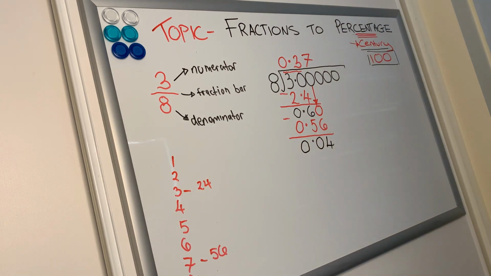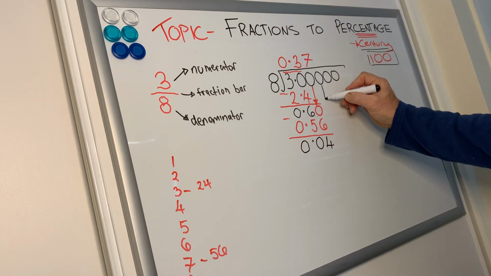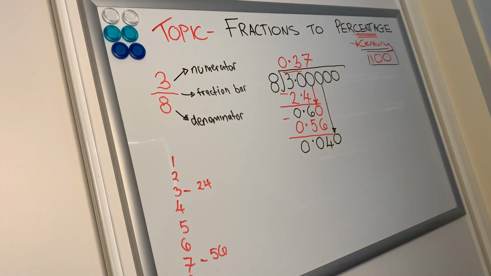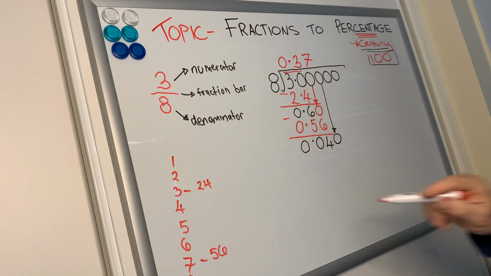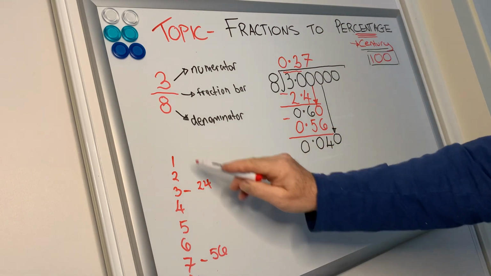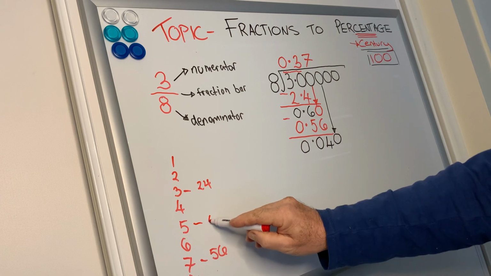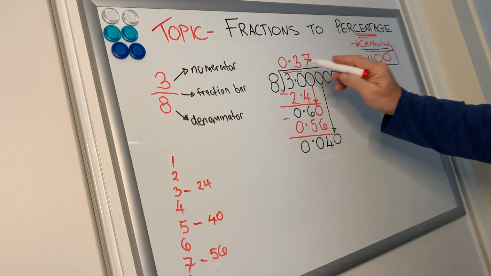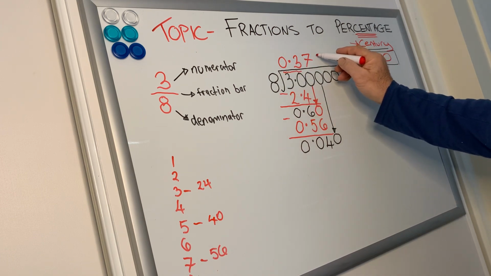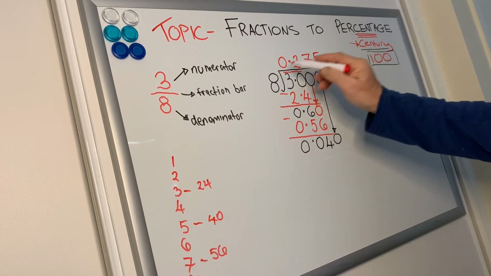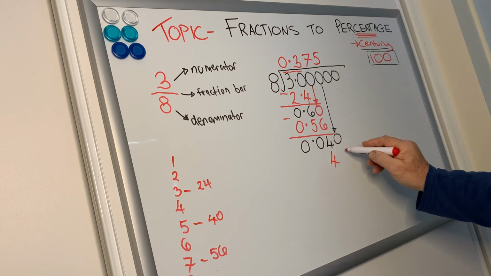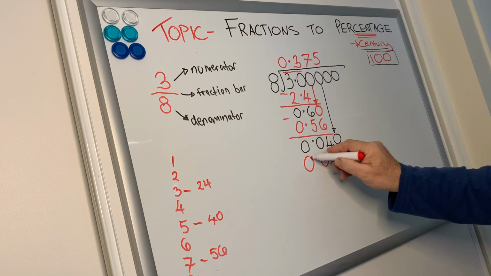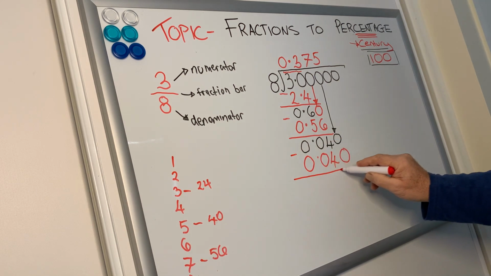0.0. Let's bring the next 0 down. Now, how many 8s go into 40? 8 into 40, 8 fives are 40. 8 times 5 is 40. 8 into 40 goes 5 times. 8 fives are 40. Take away, 0.0.